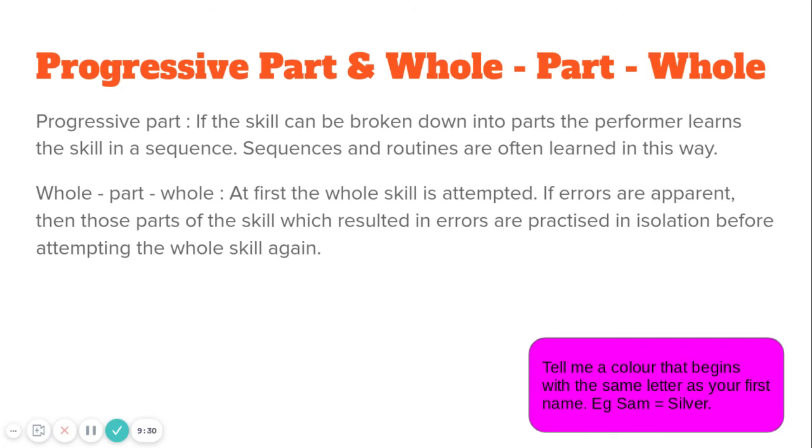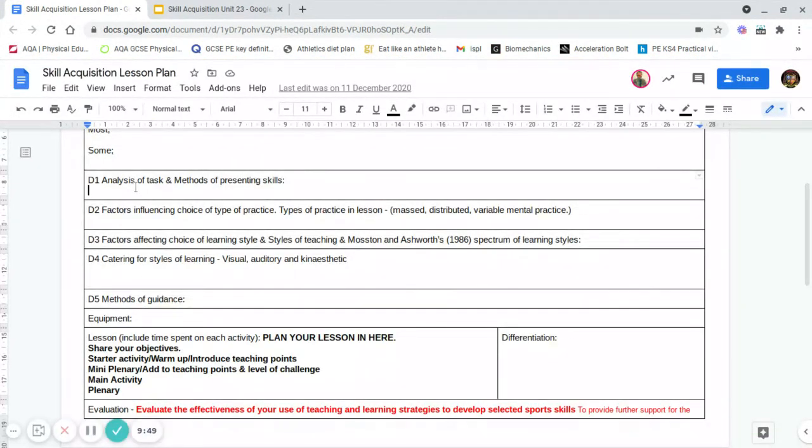So when teaching, you now need to think about what skills you are going to use, what method you're going to use, and complete D1. You need to give me information about each of the areas. So I need to understand on my lesson plan how we analyze a task. What are the different methods of presenting skills? Can you give me strengths and weaknesses of each? And then highlight which one you plan to use in your lesson when we return.